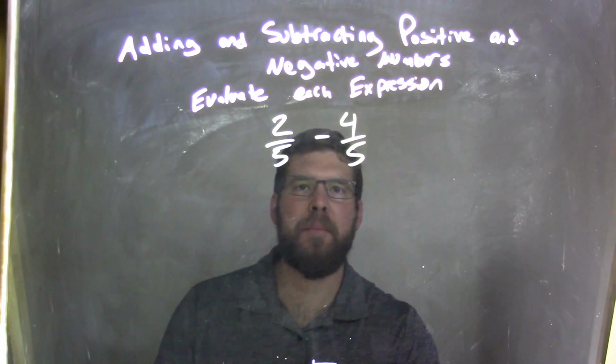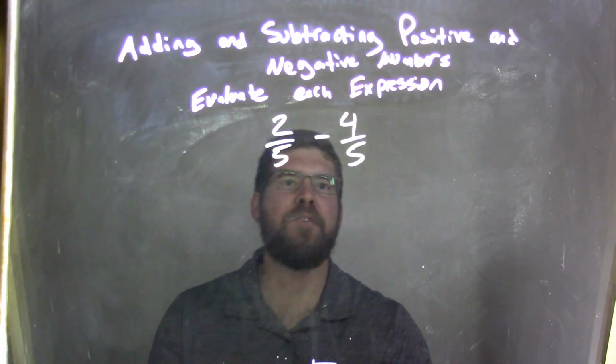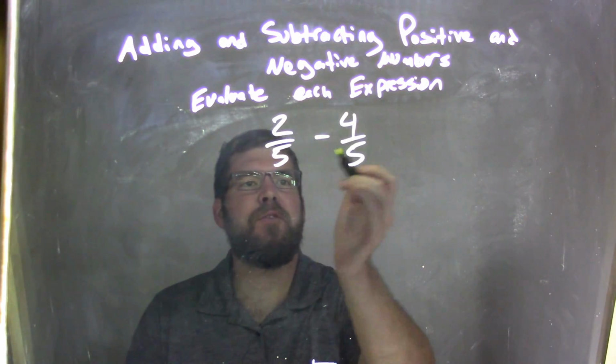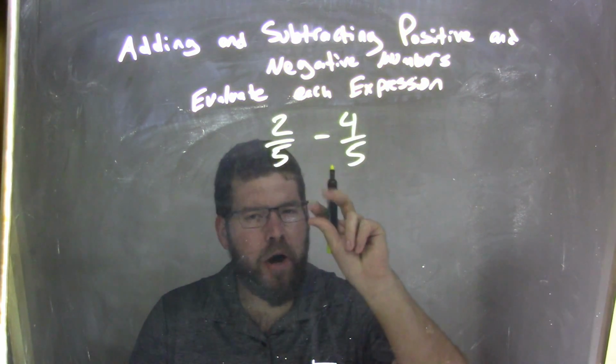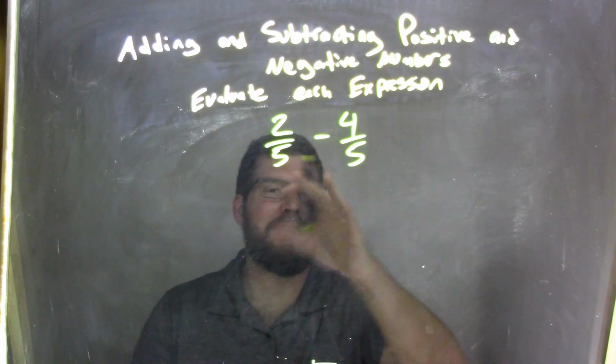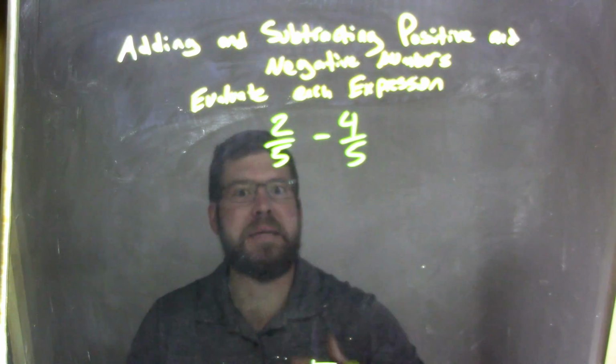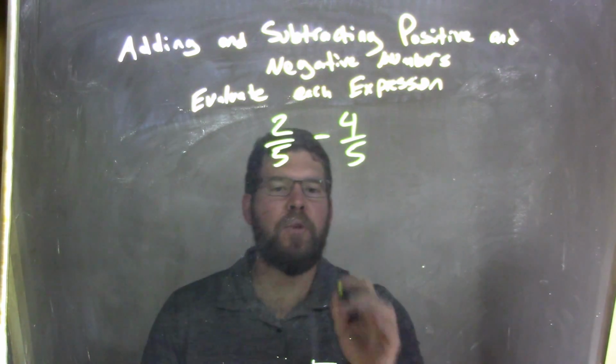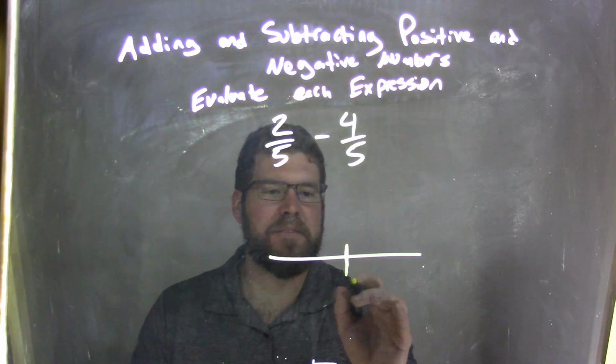There are a few ways to think about this, but we know that 4/5 is larger than 2/5. When I subtract it, that number is actually going to come out to be negative. So if we look at the number line here, we're just going to do this straight out.